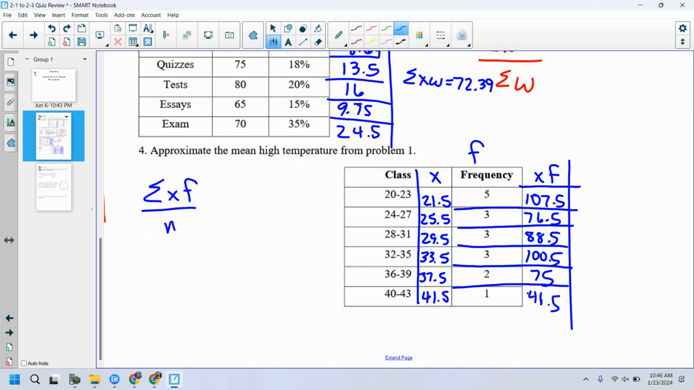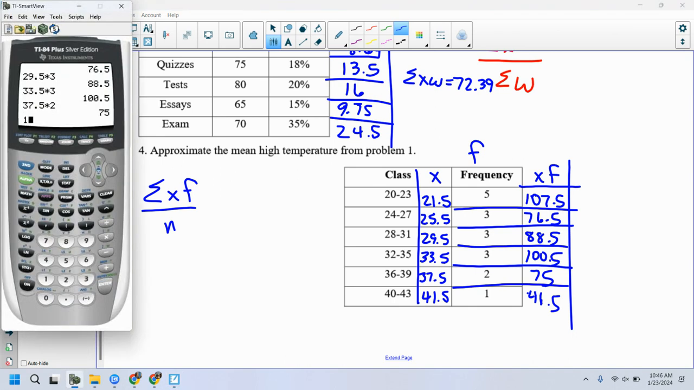All right, so now I'm going to add up all my XFs, which is 107.5, 76.5, 88.5, 100.5, 75, and 41.5. Let me just double check. 107.5, 76.5, 88.5, 100.5, 75, and 41.5. Remember, a lot of statistics is doing things again and again and again without error, right? Which is difficult. It's not just about can you mentally do the problem, but can you do it without error as well? All right, I got 489.5.